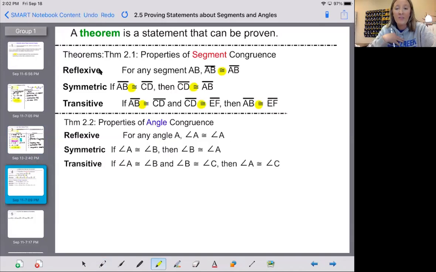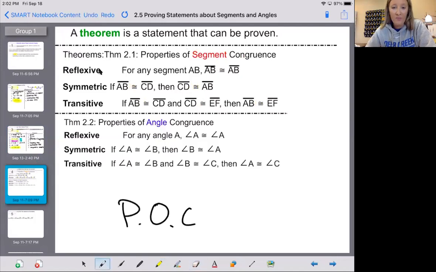Reflexive still means that something is congruent to itself this time. Symmetric means if two things are symmetric, you can flip them around and they're still congruent. Transitive is when you have two items equal to one common thing, then those two items are congruent, okay? And that works for segments and also for angles. Okay, so basically this is just a review of what we talked about yesterday, using, instead of property of equality, these are properties of congruency. Instead of POE, now it's POC, but it essentially is the same properties.